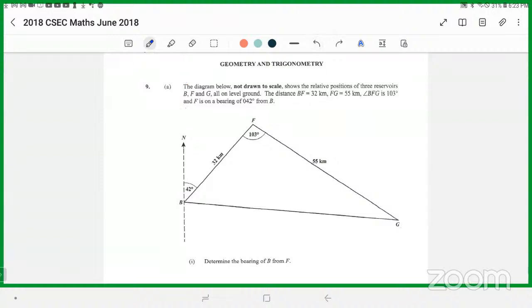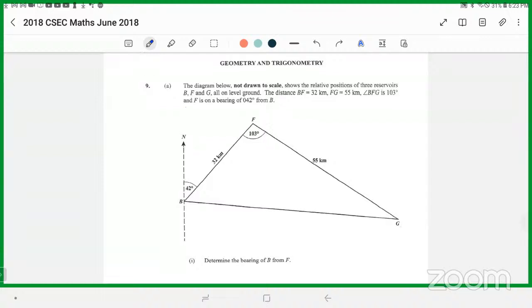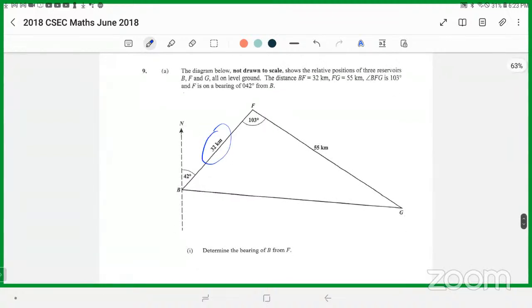I don't have to figure out any angle, right? So what do we have? Let's analyze. We have two sides and an angle between them. So the cosine rule will help us to find this side. All right, so I know that for a fact. But first, it wants us to determine the bearing of P from F.